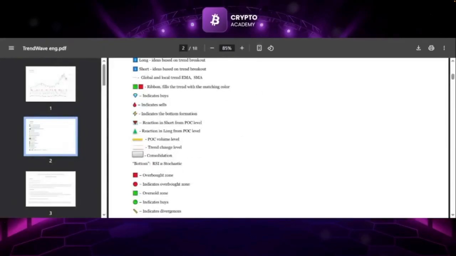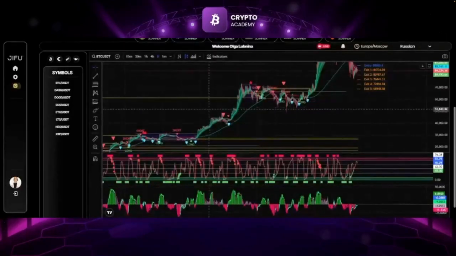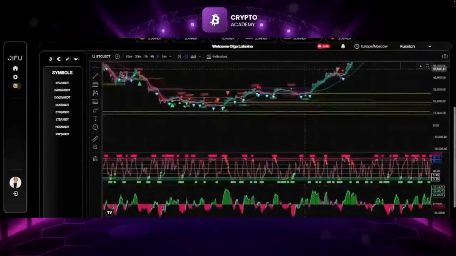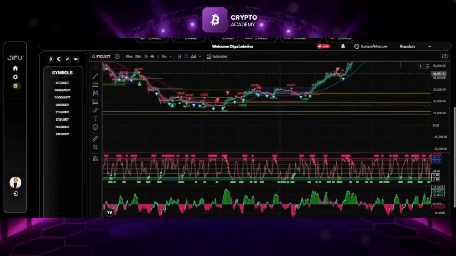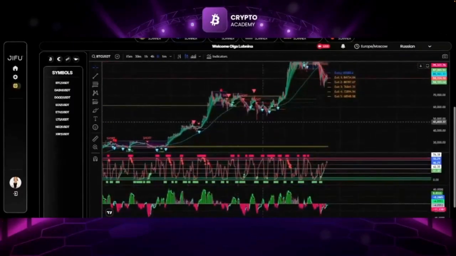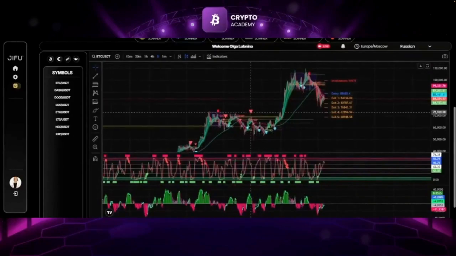Next, the reaction from POC level, green triangle for long and red triangle for short. Short reaction from the short level, and long reaction from the long level will be indicated by the corresponding triangle color.